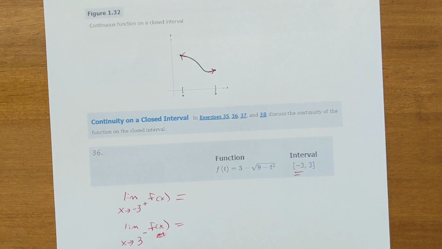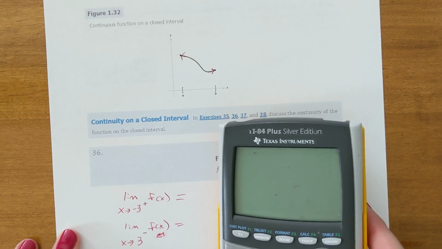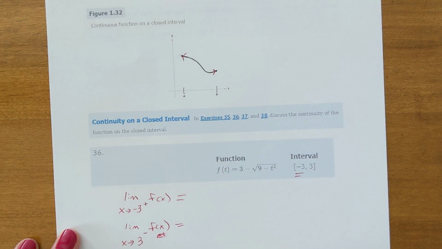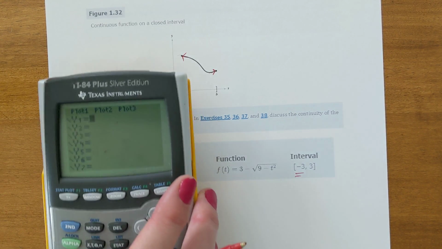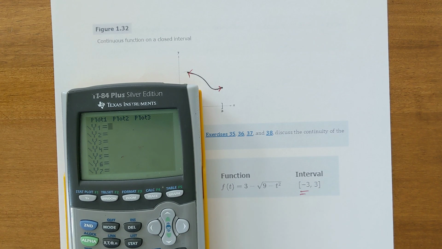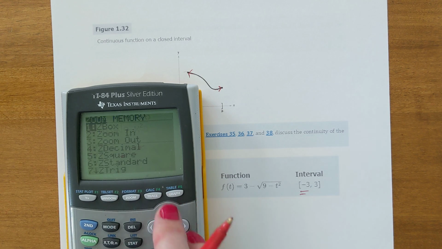So looking at it on the calculator here, y equals, and I was doing a trig function, so I'm going to have to make sure I clean up the zoom. So it's 3 minus the square root of 9 minus x squared. 3 minus the square root of 9 minus x squared. All right, let's graph it. Well, I better fix my zoom, standard.